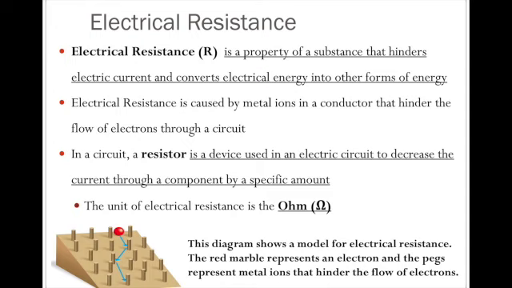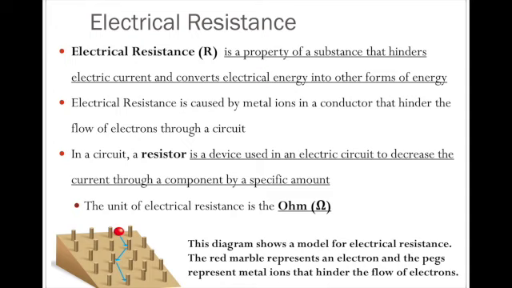So in a circuit, a resistor is a device used in an electric circuit to decrease the current through a component by a specific amount, right? Because you need them. You need certain currents at certain points in a circuit, and so you can add these resistors to reduce the current as is needed.